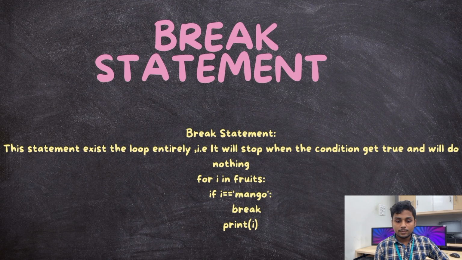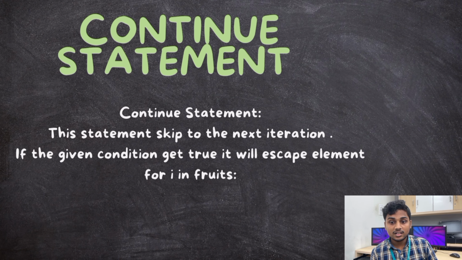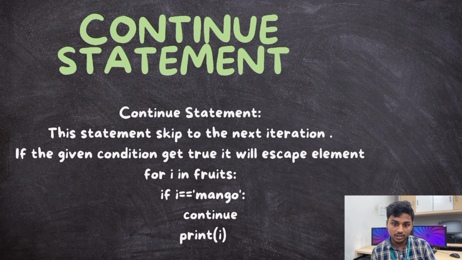Fruits: apple, mango, banana. For i in fruits, if i is equal to mango, then break, and print. Then what can we see? That mango is skipped and only the apple has been printed. Now the loop stops when it reaches mango, but what if we want to skip mango instead? We can use the continue statement to skip the current iteration and move to the next one.